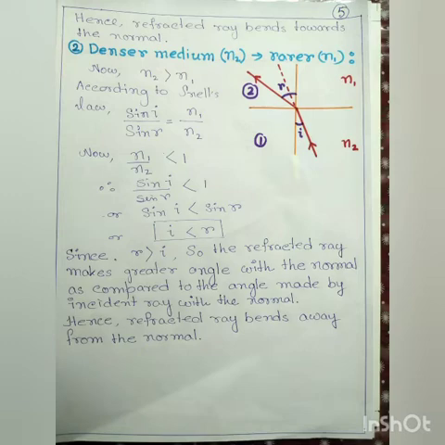Now let us discuss why light bends when it enters from a denser medium to a rarer medium. Here the first medium has refractive index N2 and the second medium has refractive index N1. Light will travel from the medium with absolute refractive index N2 to the medium with absolute refractive index N1. As before, N2 is greater than N1.